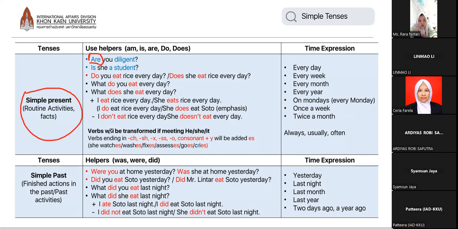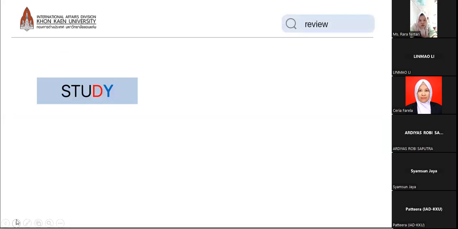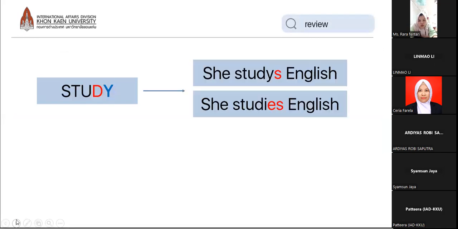But remember, if there are verbs ending in ch, sh, for example watch, we don't use only s, but we put es. Watches, washes, and so on. So that's the thing that you need to remember here, and I will test here. When it comes to study, what is it? Studies. Which one? In the bottom, because there is a consonant, right? So we say studies.